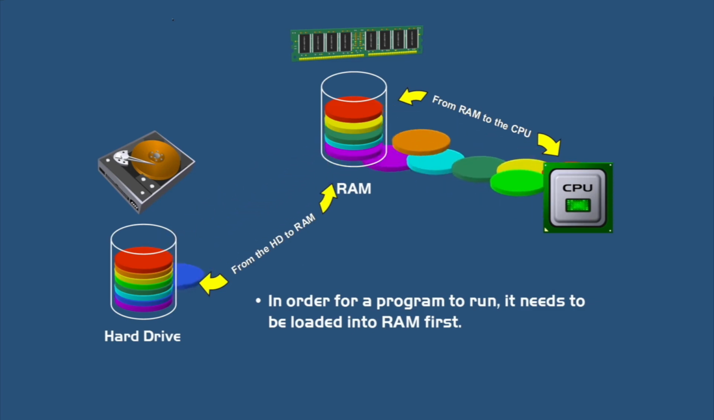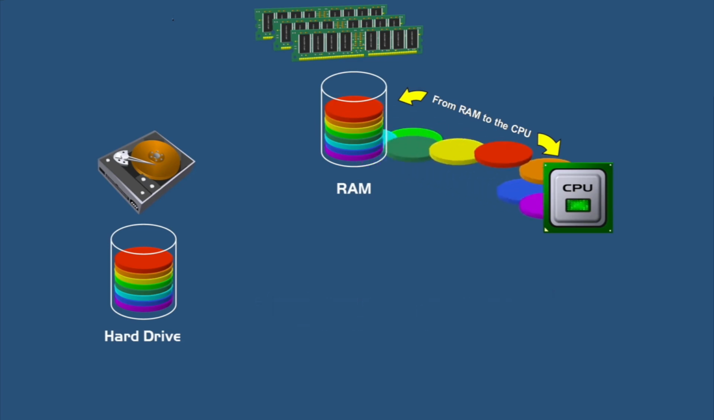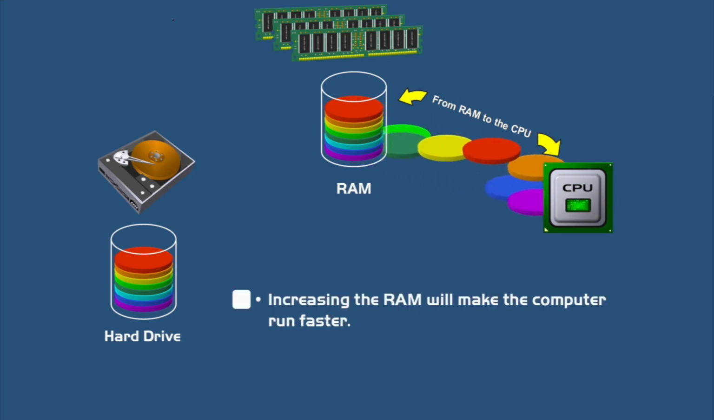So to solve this problem, all you need to do is increase the amount of RAM on the computer. By increasing the memory, more data can be loaded into the faster RAM without the need of constantly accessing the slower hard drive. And the result is a faster performing computer.